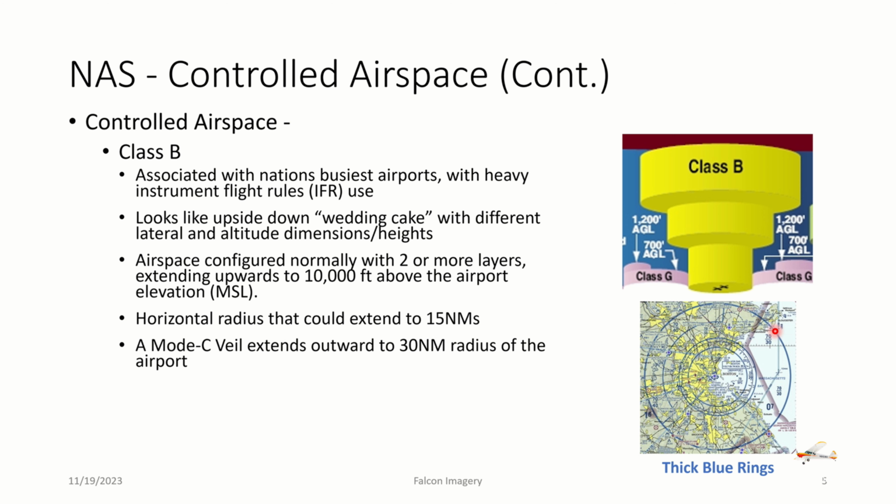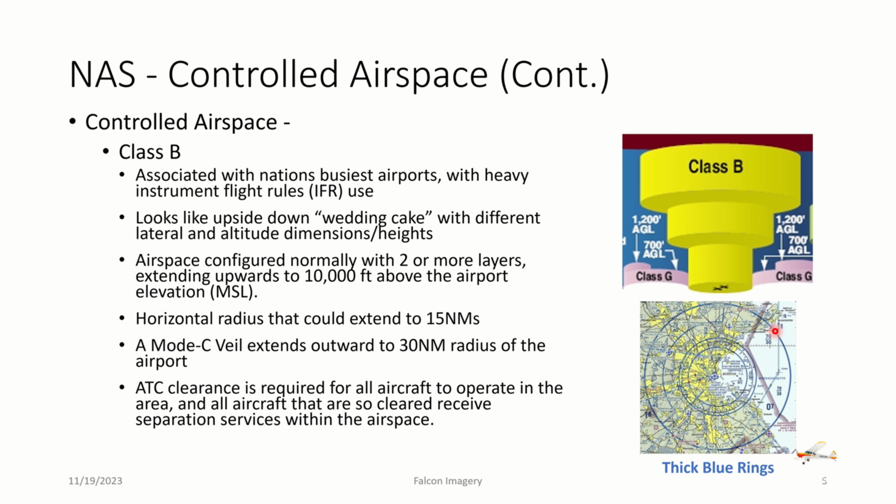There's also typically a Mode C veil that extends outward to 30 nautical miles radius of the airport, where an aircraft has to have a transponder outputting a Mode C type signal so that air traffic control and the controlling tower know that you're coming within the vicinity of the Class Bravo airspace. ATC clearance is required for all aircraft to operate in the area, and all aircraft that are so cleared receive separation services within that airspace.